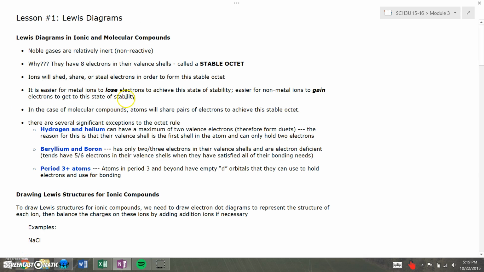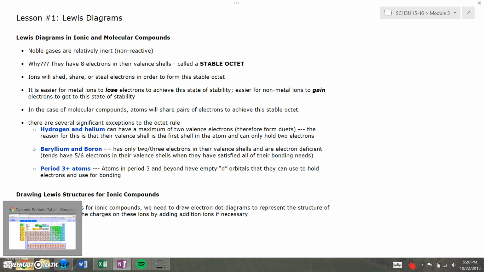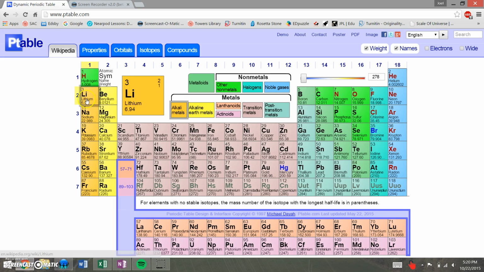It's easier for metal ions, the ones on the left-hand side of the periodic table, to lose electrons. Right? Lithium, beryllium, 1 valence electron, 2 valence electrons. Much easier to give up those electrons than to gain 6 or 7. And similarly, if you go to the right-hand side of the periodic table, looking at the gases, oxygen and fluorine, they're much more inclined to gain electrons, because that's much easier to do.